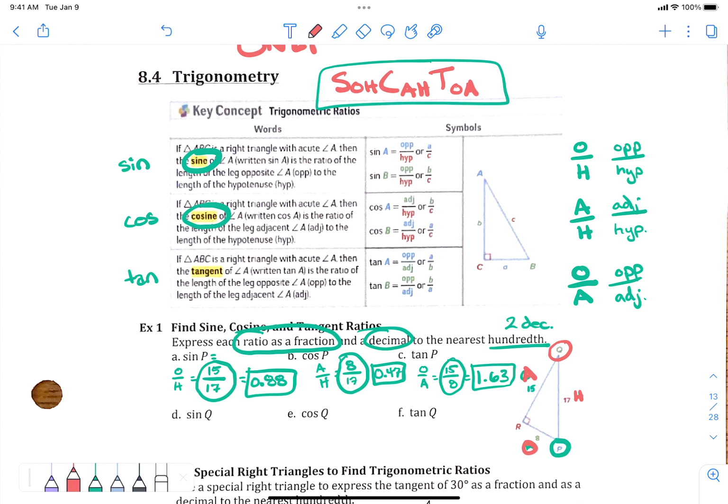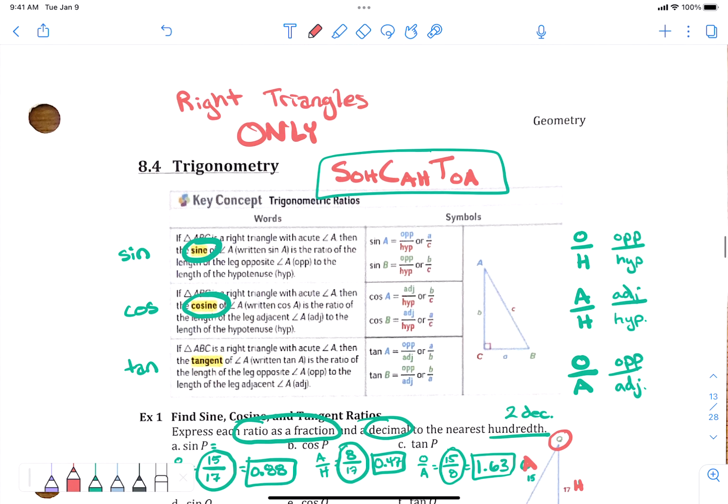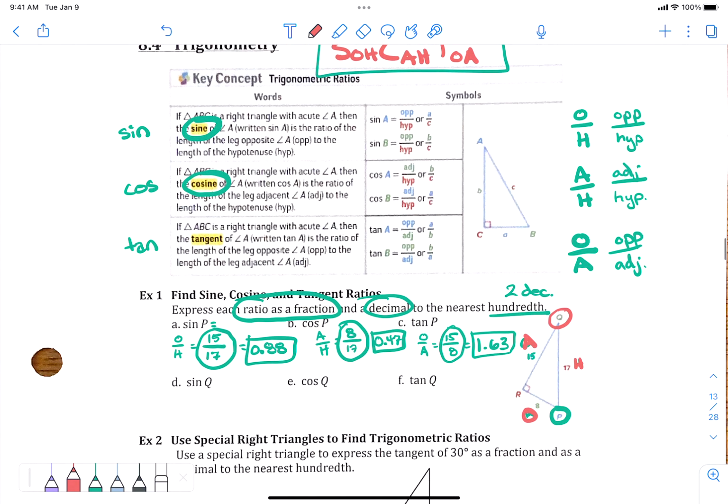So this is 8-4 trigonometry. We're doing SOHCAHTOA stuff. And the thing that we wrote down up at the top here is that this is for right triangles only. So SOHCAHTOA is the acronym that we use for sine, cosine, and tangent, and it tells you which sides you are using. So sine is opposite over hypotenuse, cosine is adjacent over hypotenuse, tangent is opposite over adjacent.